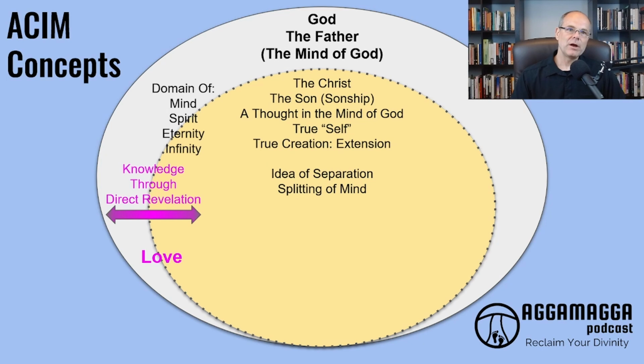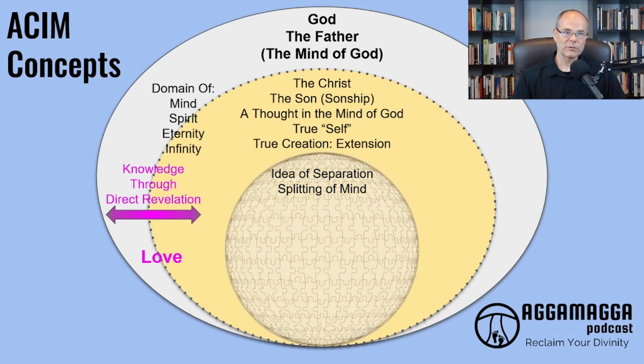And then was the beginning of this problem that occurred, where there was this idea of separation within the Christ mind. Within the mind of the Christ was this idea of separation, which is impossible. But instead of rejecting the idea of being separate, somehow being outside of God, which is impossible because everything is contained within God, in order for this to be true, there would have to be a splitting of mind. Reality and illusion would have to split off from each other.